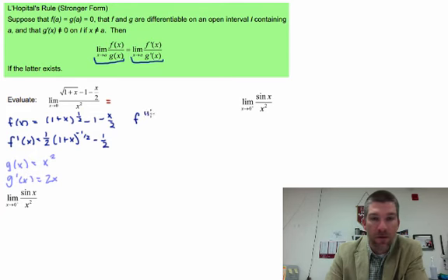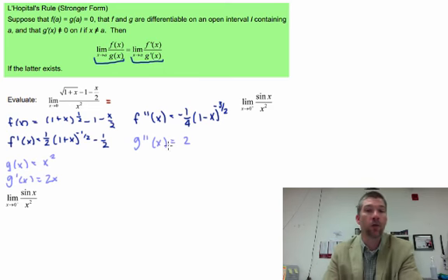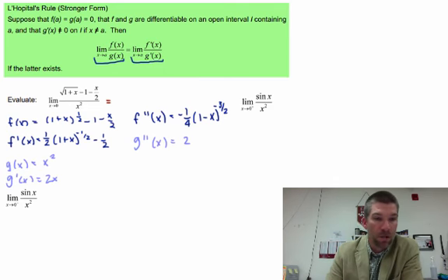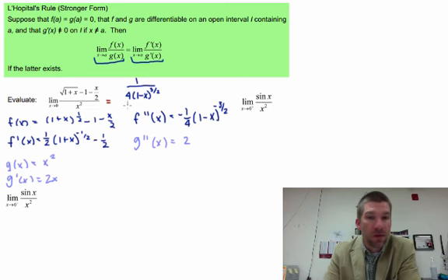So the derivative of f prime, so f double prime, is negative 1/4 times 1 plus x to the negative 3/2. And then the derivative of 1/2 is 0. The second derivative of g is 2. So whatever answer we get, we're just going to simply divide that by 2. All right? No problem. We'll do the limit process again. I'm going to write it a little bit differently this time: 1 over 4 times 1 minus x to the 3/2 power, all divided by 2.